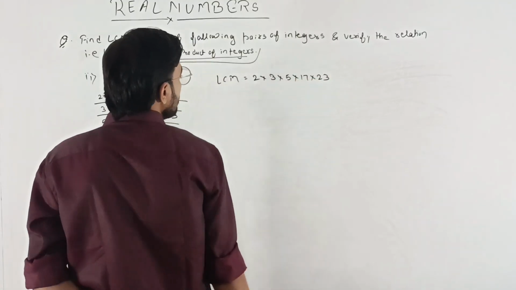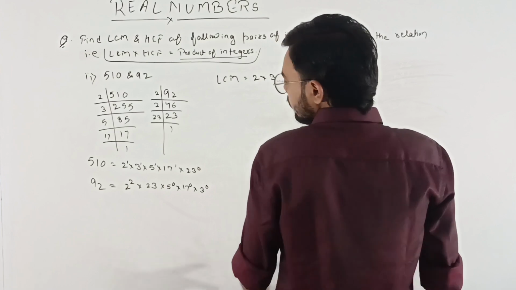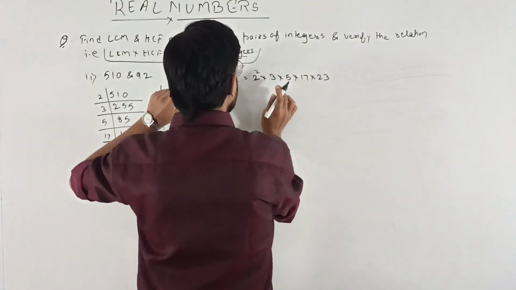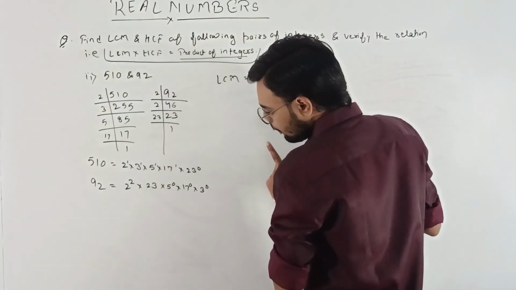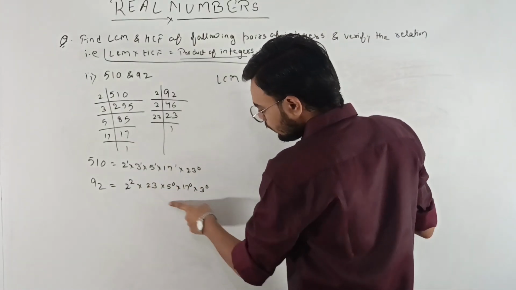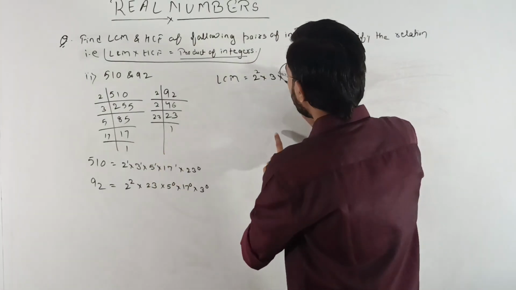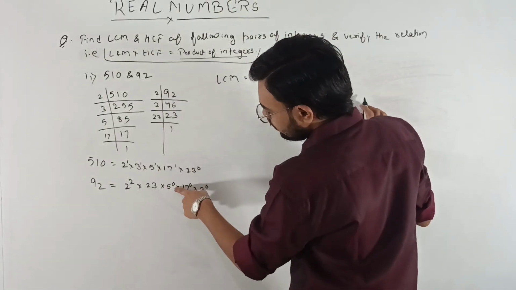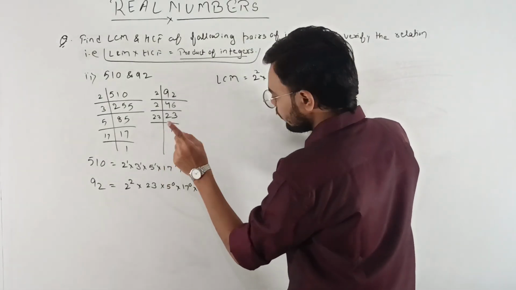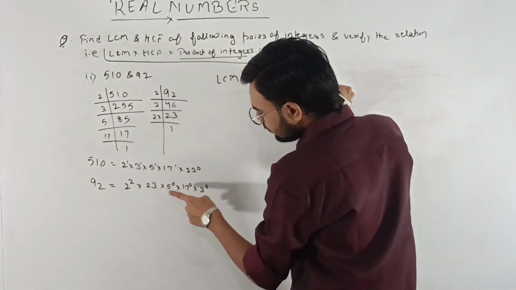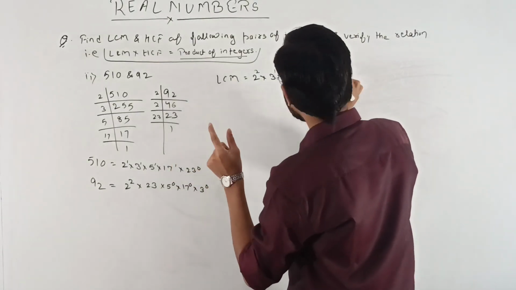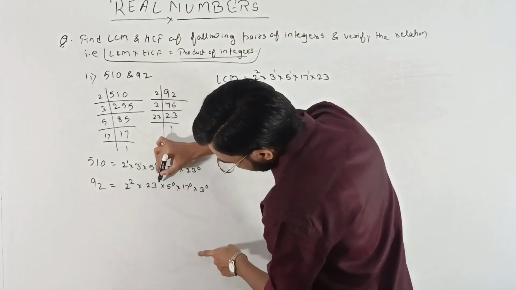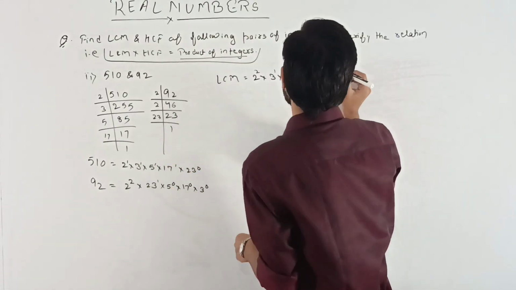Now for LCM we take the highest power. For 2, this is 1, this is 2. Then 2 is highest. Now the highest power of 3. This is 1 and in this 0. Then the highest is 1. For 5, which is highest? This is 0, this is 1, then 1 is highest. Now for 17, this is 1, this is 0, then 1 is highest. Now for 23, this is 1, so 1 is highest.